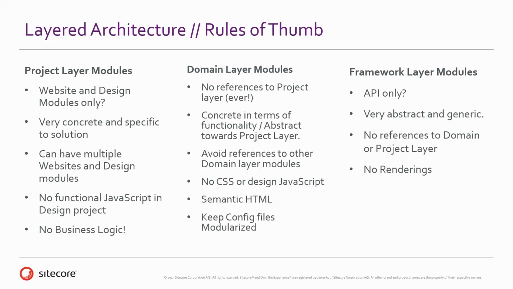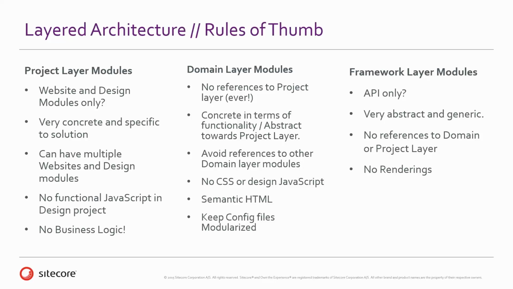Again, no CSS, no design JavaScript in the domain layer. Keep the semantic HTML as semantic as possible. Don't put in design HTML that is focused on what color it is. And then configuration files. Keep the configuration files in the modules. Don't put the configuration of a domain layer elsewhere. So if your domain module requires indexing, don't put the indexing in a configuration file in the project layer or in a project module. Keep it in the domain module.